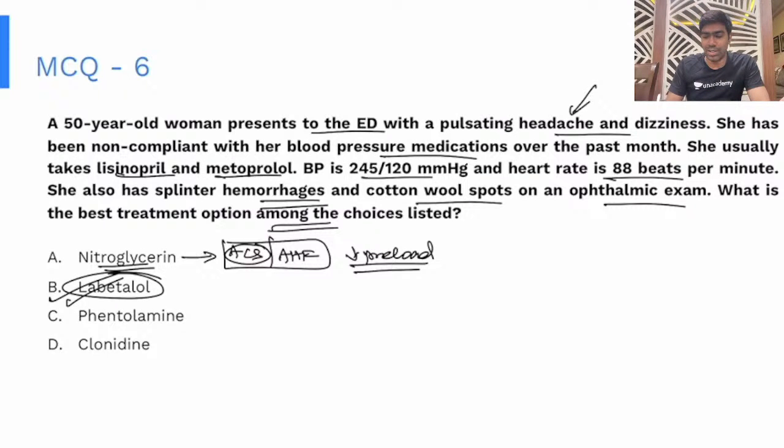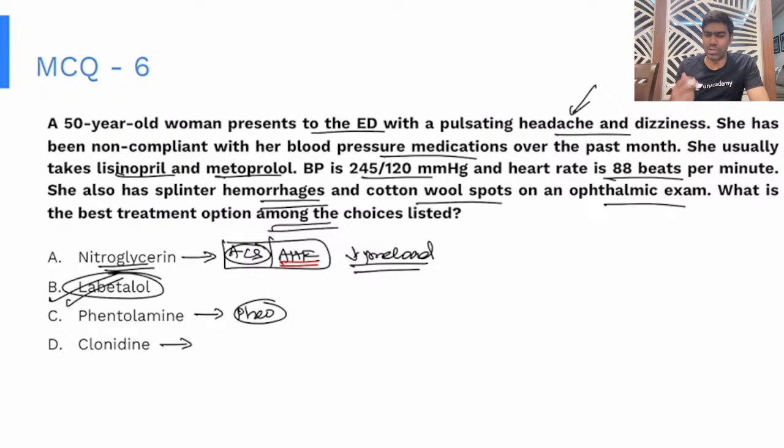But remember, if the patient is having acute heart failure, I cannot use labetalol as the first choice, because beta blockers are contraindicated in patients with acute heart failure, especially in patients with decompensated acute heart failure. So phentolamine may be a choice. It's an alpha blocker. Maybe if the patient is suffering from pheochromocytoma, then phentolamine may be a choice.